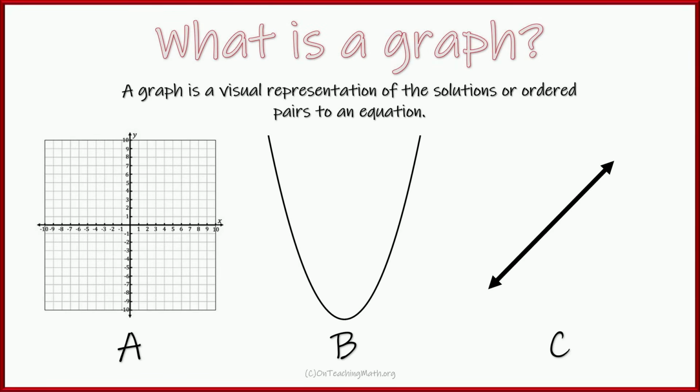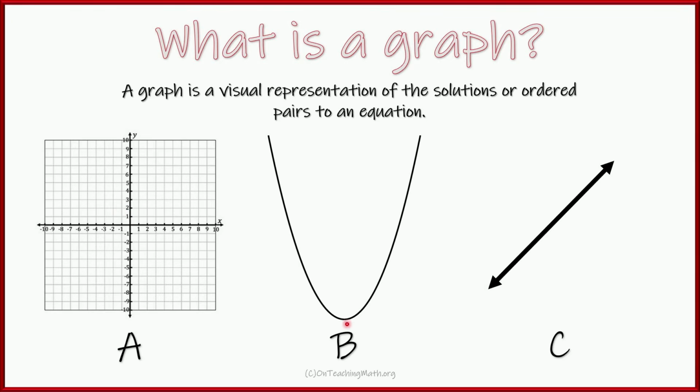So, turns out, a graph is a visual representation of all the solutions or the ordered pairs. It's a picture of all the answers. So this is a coordinate plane, and on a coordinate plane we draw a graph. Just like a canvas is something we paint a picture on, but a canvas itself is not a picture, so that's not a graph. That's a coordinate plane.